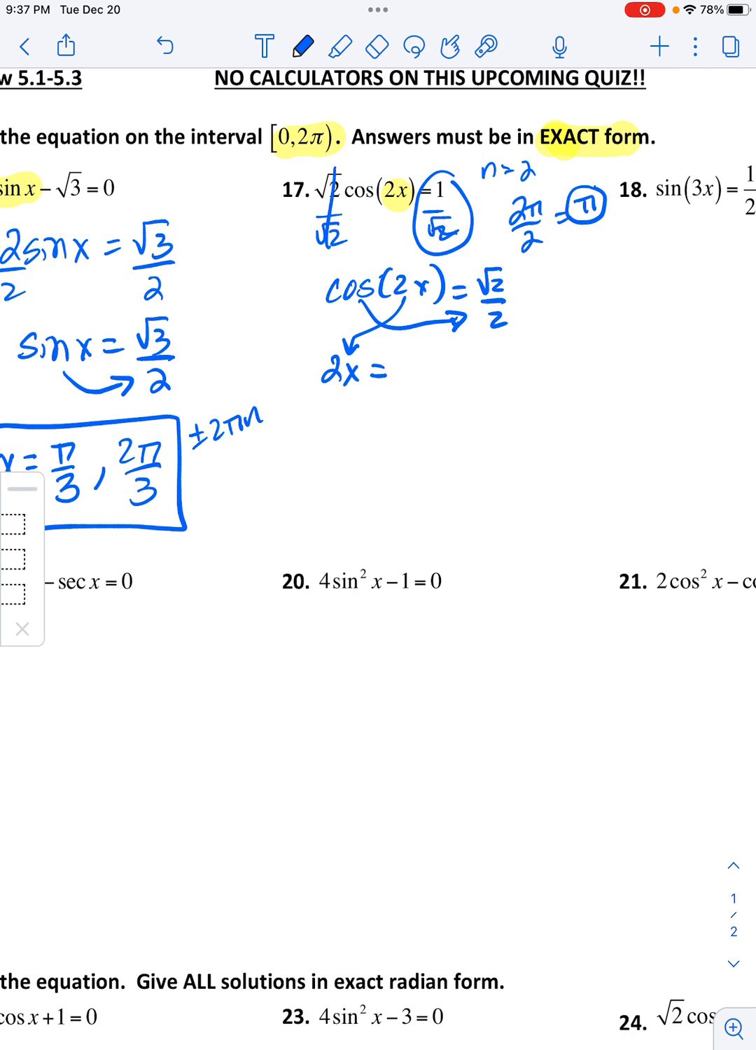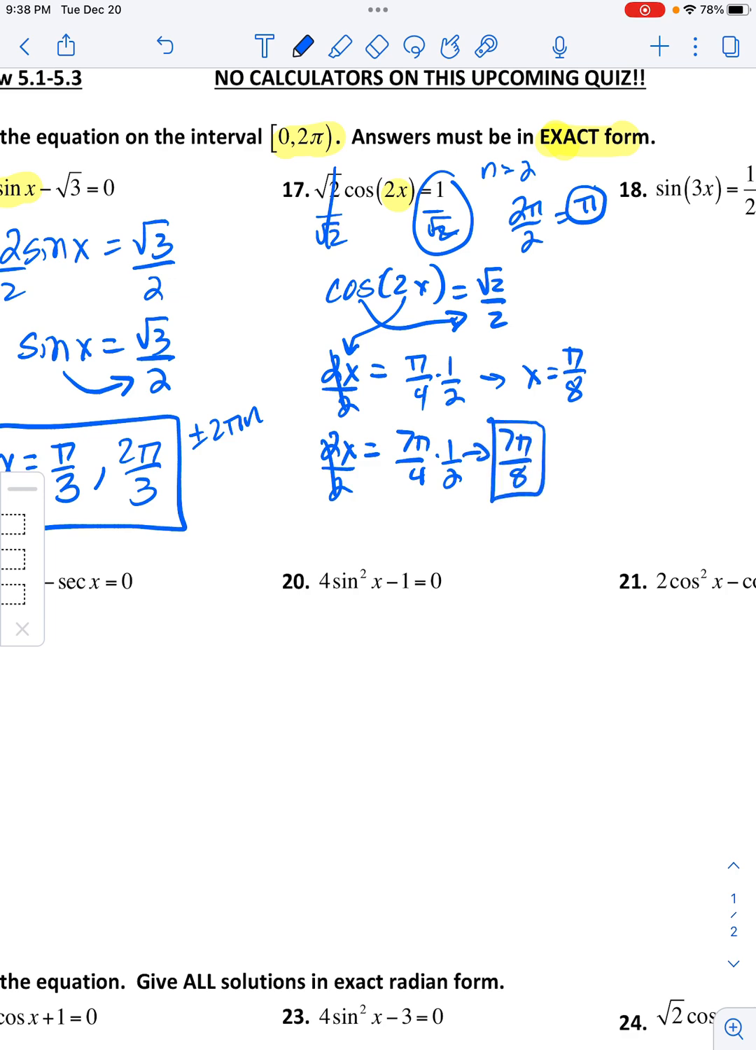So the places where it equals root 2 over 2 are at pi over 4, and then the other place the cosine is positive root 2 over 2 is going to be at 7 pi fourths. So then to get the x alone, or the theta alone, I'm going to be dividing by 2, which is the same as multiplying by a half. So then my x is actually going to be pi over 8, and here it's going to be 7 pi over 8.